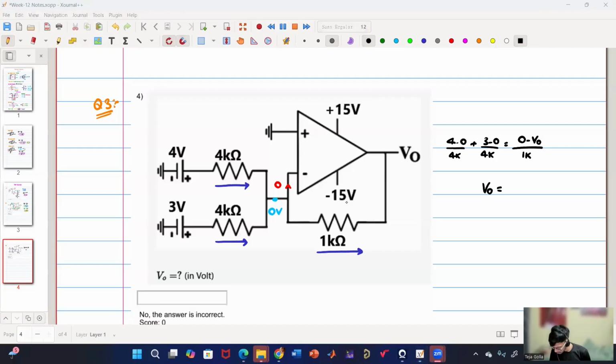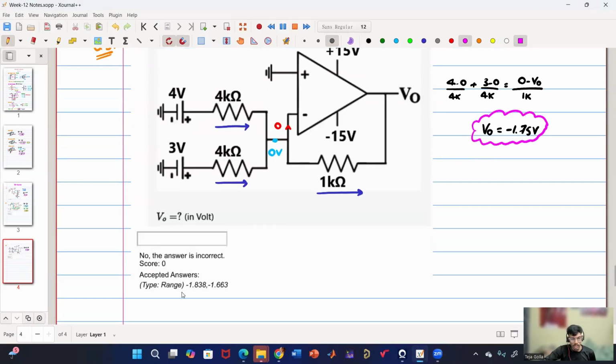And this is minus 1.75, and they already said minus 1.75. So we know this is minus 1.75. Others, please cross check and let me know whether you are getting the same answer or not. In the meantime, I'll cross check if it is in the range. Yes, it is in the range of the answer, minus 1.75.